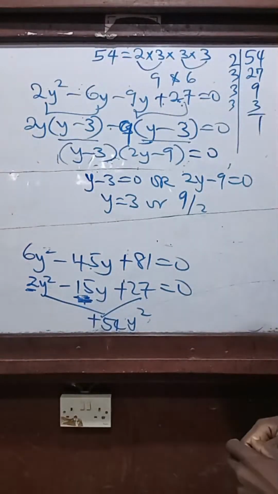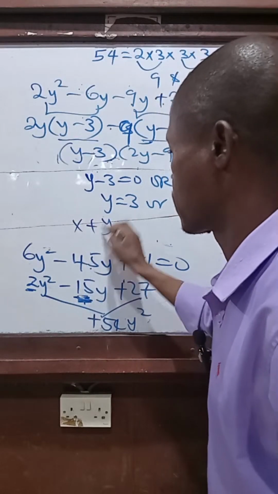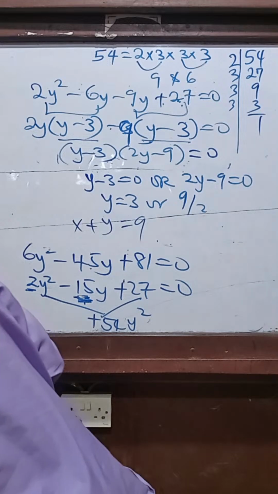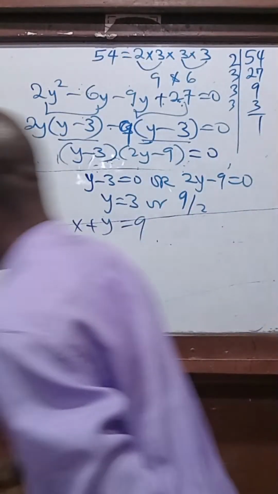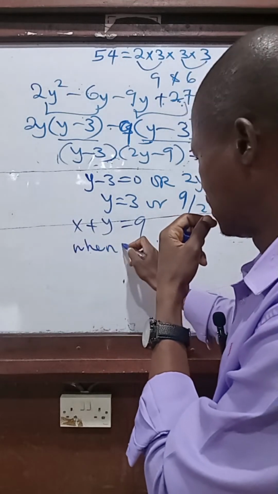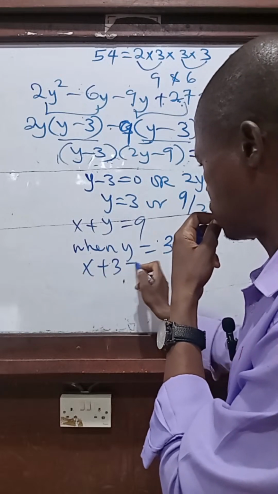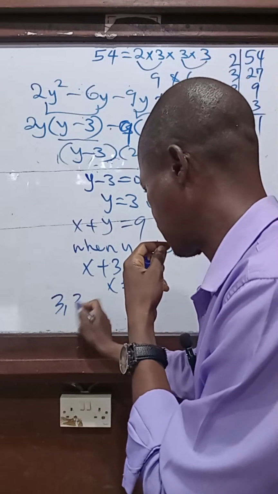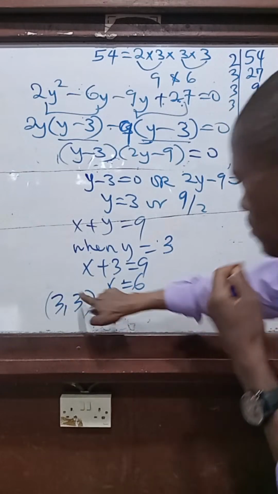Don't forget, one of the equations is x plus y equal to 9. So that's one of the equations. When y is 3, then we're going to have x plus 3 equal to 9. x is 6. So the coordinate is what? 6, 3. When x is 6, y is 3.